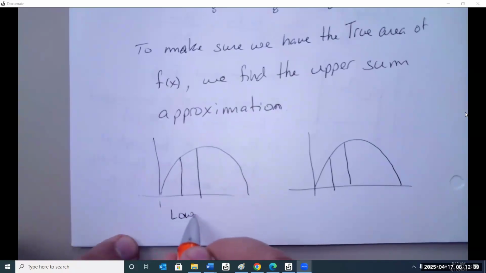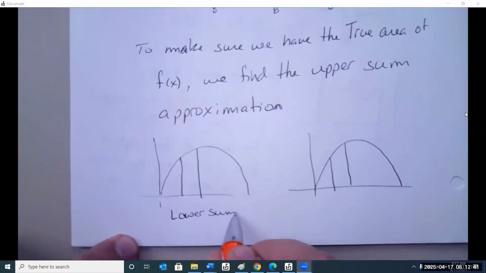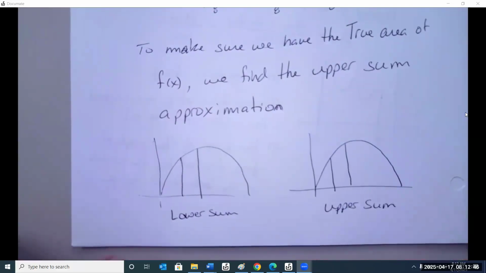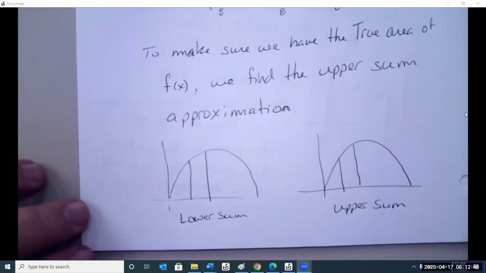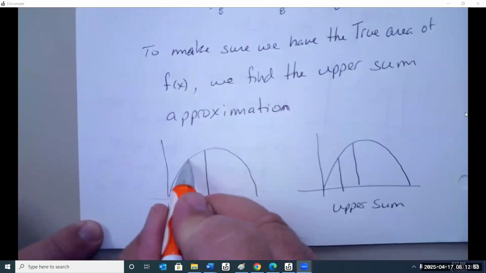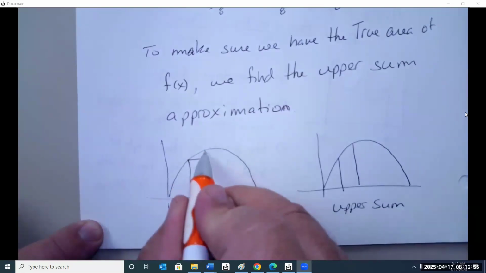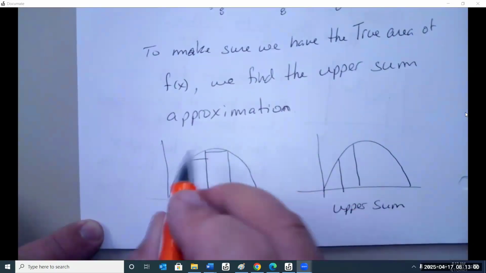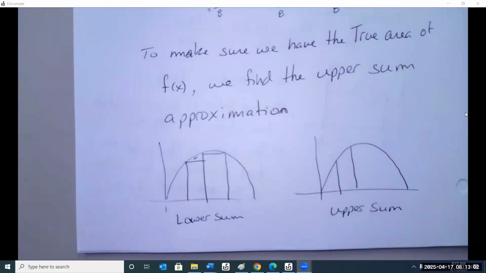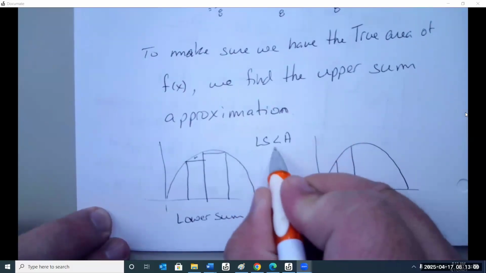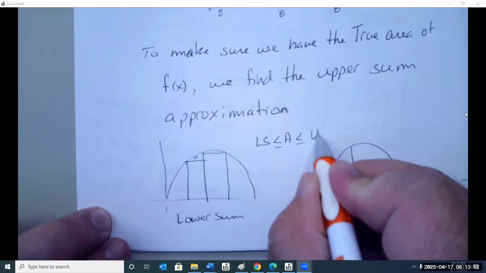Lower sum, as opposed to upper sum, looks like this. For the lower sum, we want to find the area that's below the actual curve. So we want to be below the actual area. So the lower sum will be less than the actual area, which will be less than the upper sum.